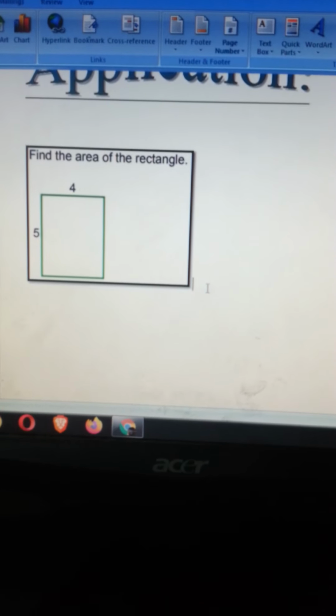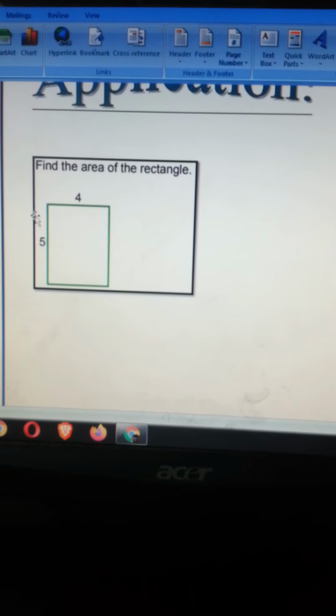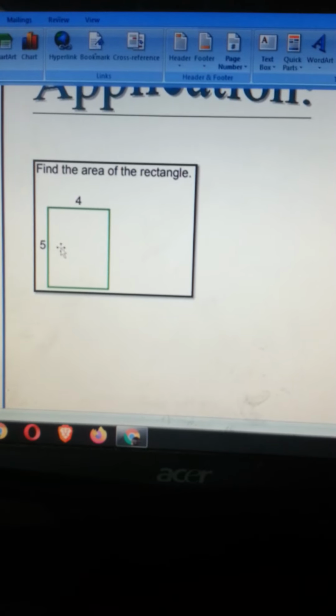Now here you can see that we have to find the area of a rectangle after the square. So we are going to apply the appropriate formula for that.